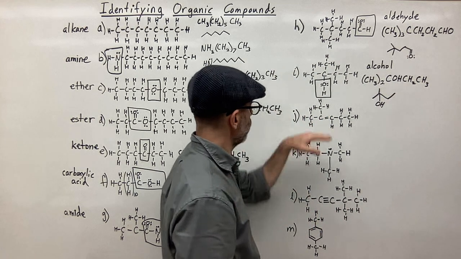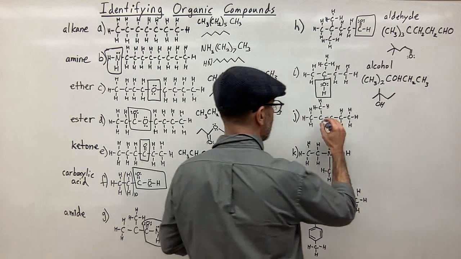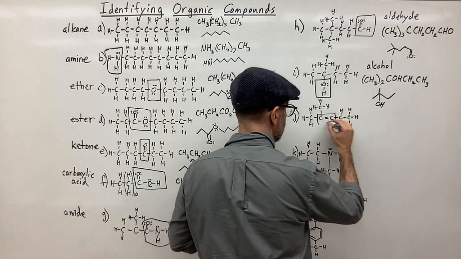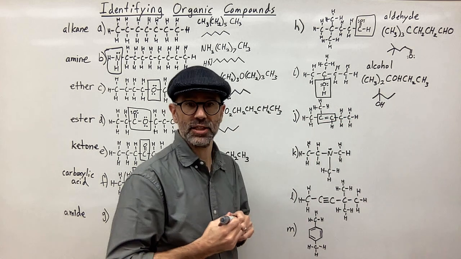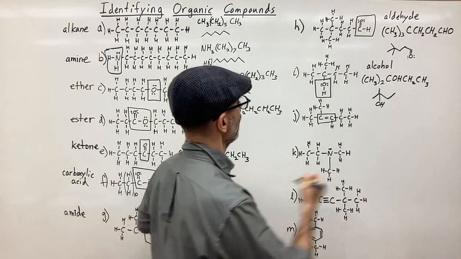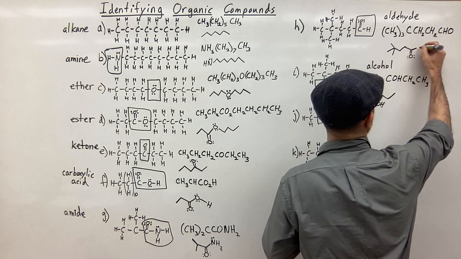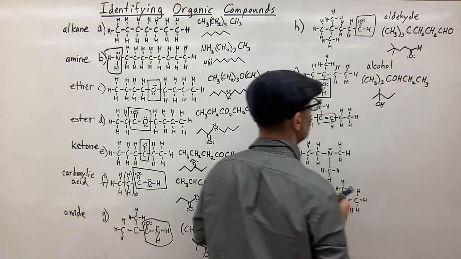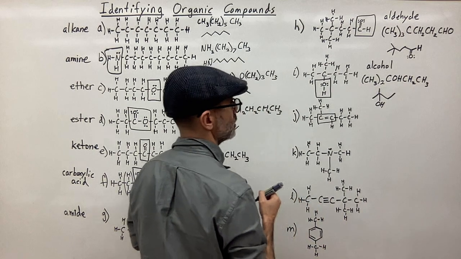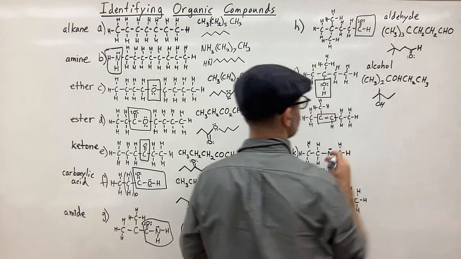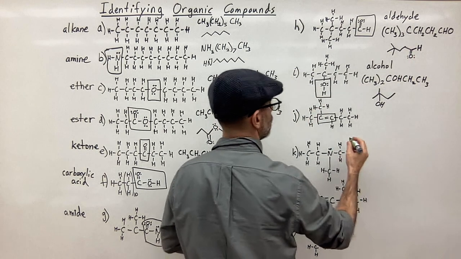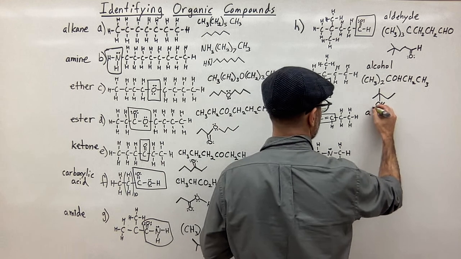Okay, so for this one, I have a double bond here. So anytime you have a double bond, that's going to be an alkene. So we have an alkene here. Oh, by the way, you should put a hydrogen here, so that way you identify it as an aldehyde. So don't forget the hydrogen like I just did. Okay, so this is an alkene.